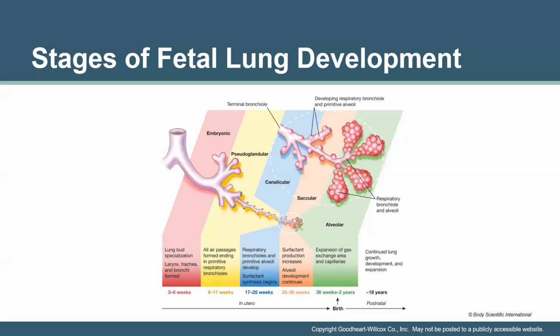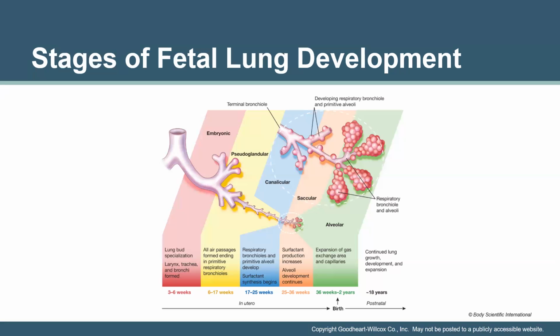In weeks 25 through 36, we have a stage called the saccular stage. This is where surfactant production will increase. This is a step that will allow amniotic fluid to drain from the lungs and allow the lungs to fill with air during delivery. Surfactant is composed of fatty molecules produced by cells in the alveoli that will reduce the attraction between water molecules within the alveoli. So it keeps them open, like we mentioned before.